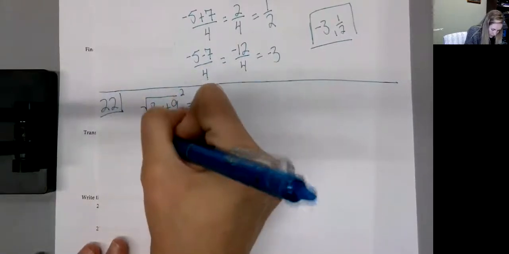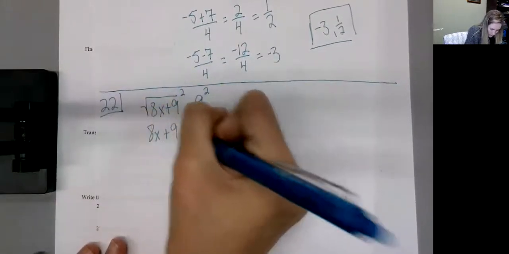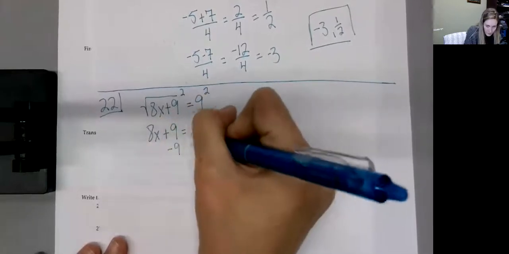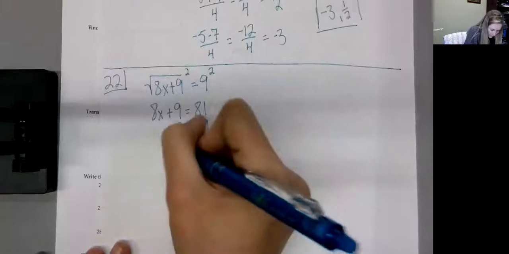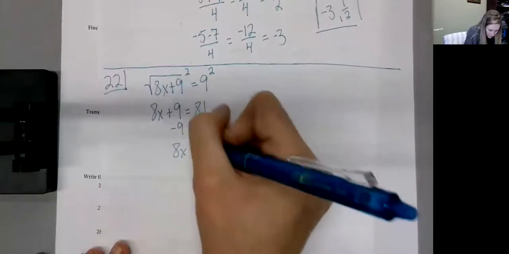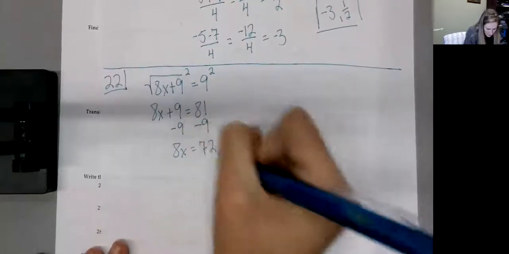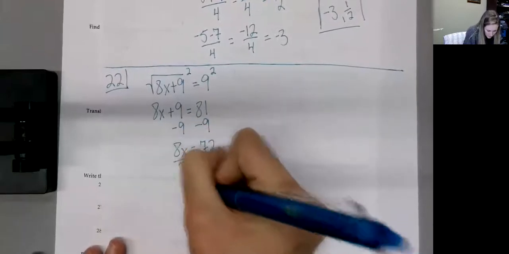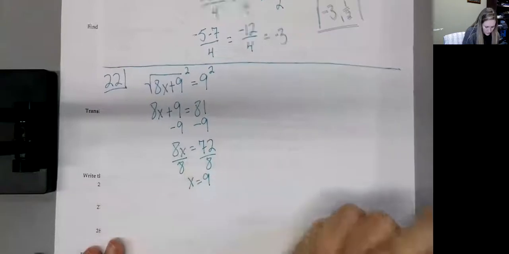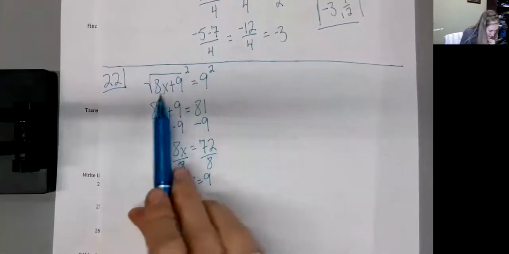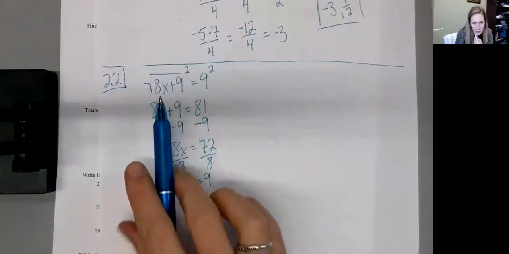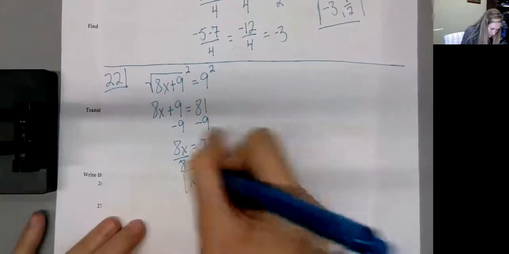So we'd have 8x plus 9 equals 81. And then we'd solve, so subtract 9. And we'd have 8x equals 72. And we would divide by 8. So x would equal 9. And if we check that, 9 times 8 is 72, plus 9 is 81, and the square root of 81 is 9. So this is good.